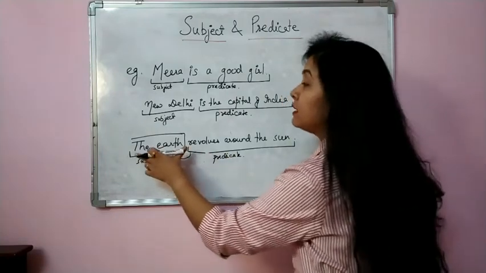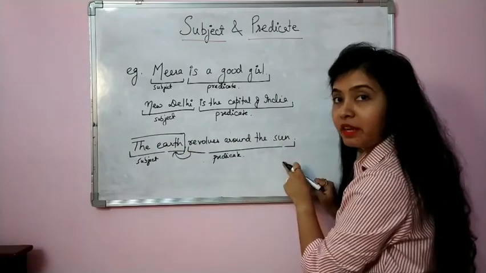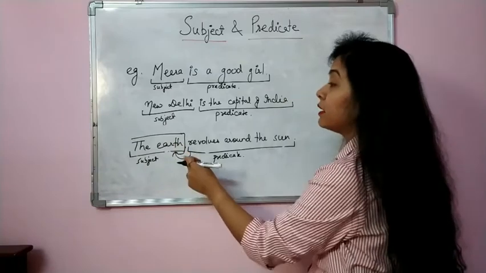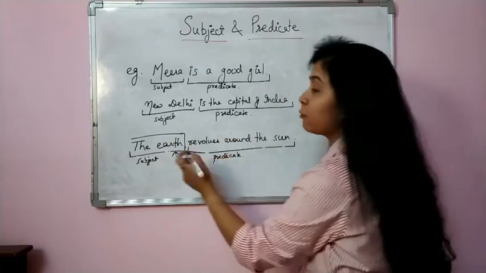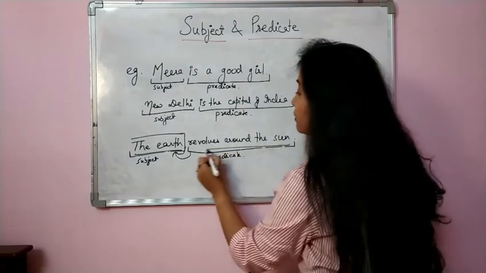Therefore, the earth revolves around the sun. This has a complete meaning, and here we are talking about the earth revolving around the sun. Therefore, this becomes the subject and "revolves around the sun" becomes the predicate.